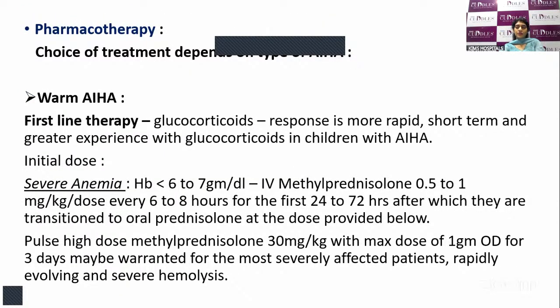So then coming to pharmacotherapy, the choice of treatment depends on the type of AIHA. Coming to warm AIHA, like I discussed, first-line therapy is glucocorticoids. Response is more rapid, though short-term, and there is greater experience with glucocorticoids in children with AIHA.